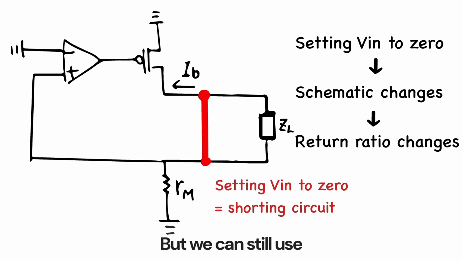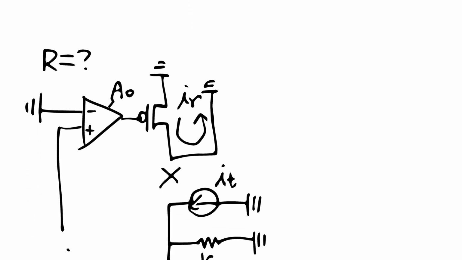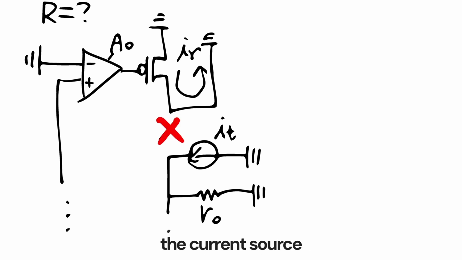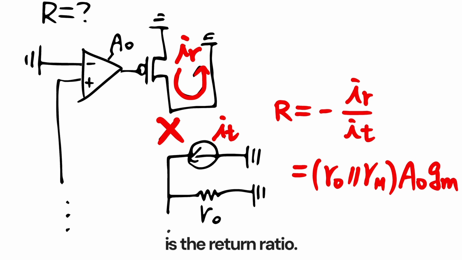But we can still use this to calculate the return ratio. Just this time, the return ratio is different. And it is simple to calculate the return ratio here. We can simply disconnect the feedback loop from the current source of M and apply a test current. And the return current over test current is the return ratio.